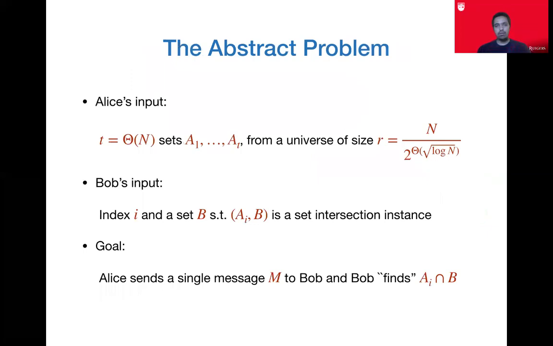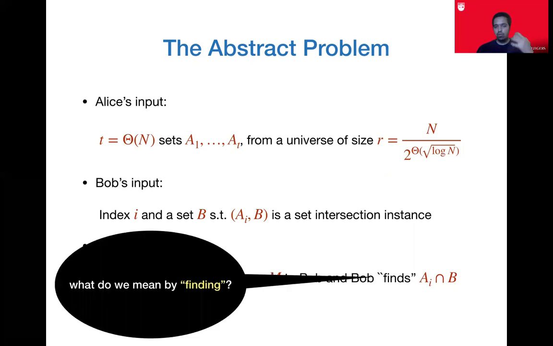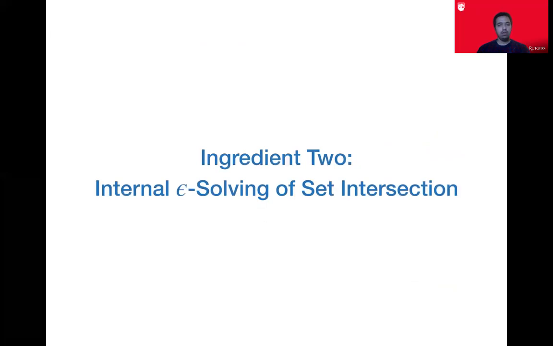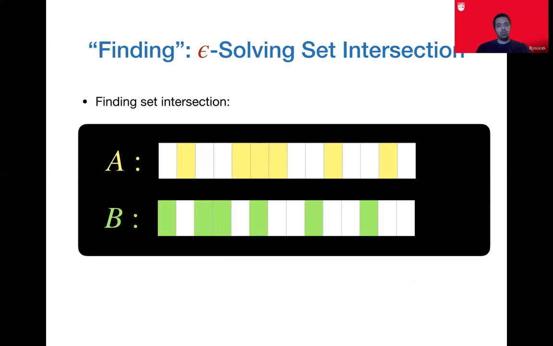And with that setting, we can reduce the problem to the following. Alice has a bunch of sets, each of them of roughly size n. She has roughly n sets, each of size almost n, a bit less than that. And she sends a single message to Bob, and Bob has just one set and one index of Alice's sets, and has to solve the set intersection problem for that particular index. So find the intersecting element. And what do I mean by find now? Remember that we don't need to find S star. So now let's talk about that. And that brings us to the second ingredient. Well, let's go back and look at the original set intersection.